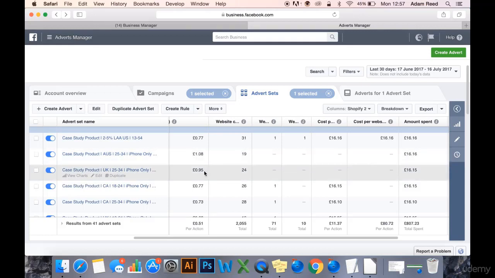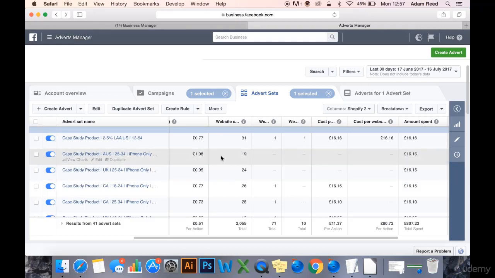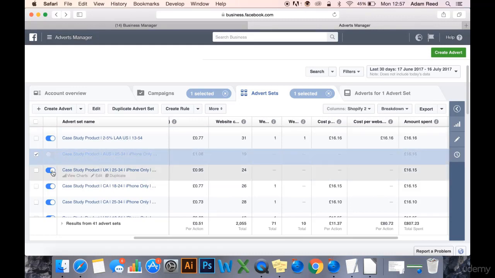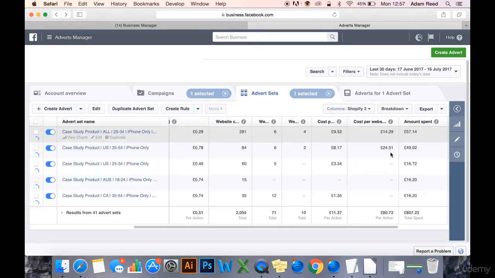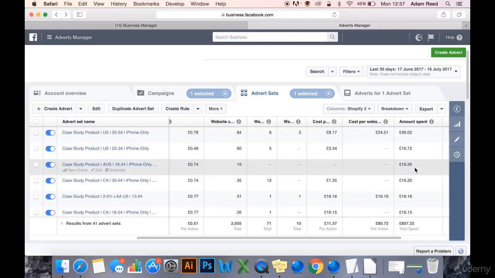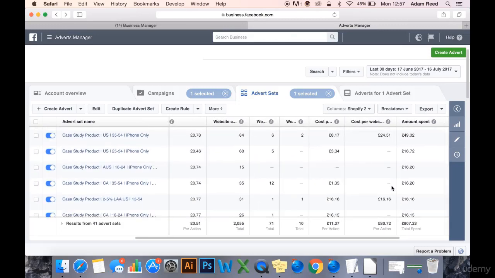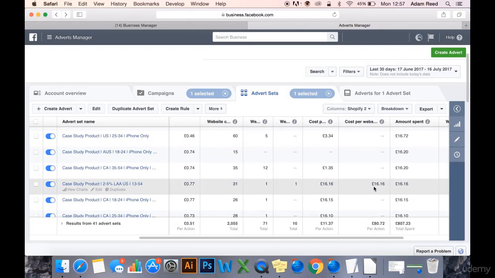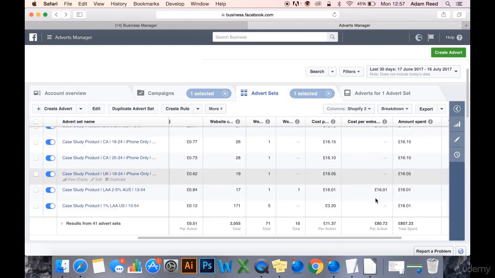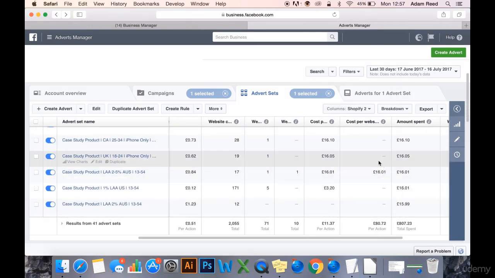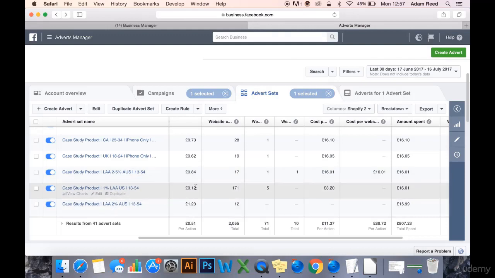£1 CPC, 95 pence CPC. Going to kill both of these. £12 CPC. Now this is good. This is really promising. It's only spent £16. Hopefully we'll start getting some sales from this. We've got 5 add to baskets for £3.20 per add to basket.